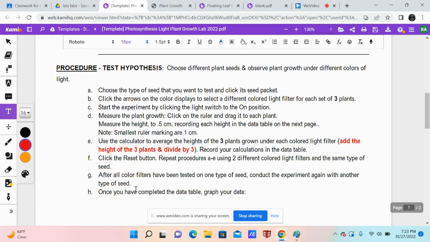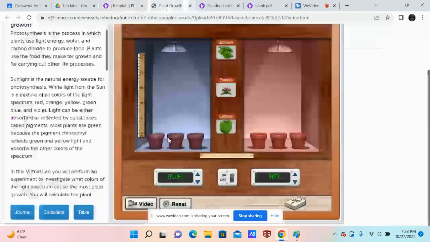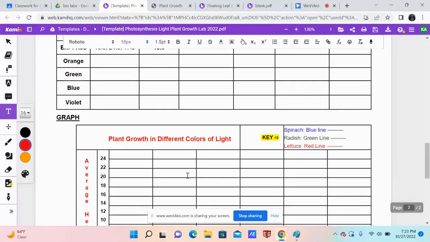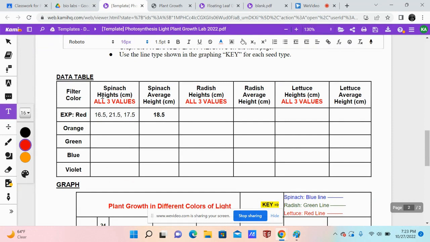Here are your steps. Once you go to this right here, it's going to teach you how to do it. Just follow those steps. You're going to grow some plants. So this one's already done for you. Spinach.